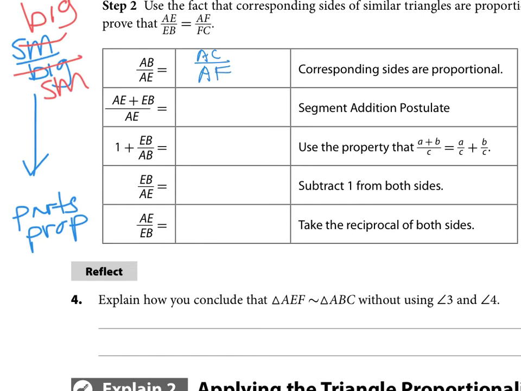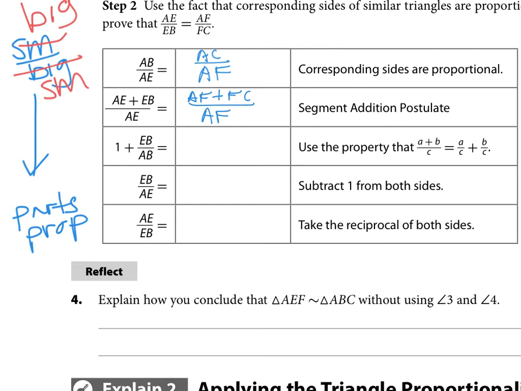The next thing we're going to do is to talk about not only are corresponding sides proportional, but the length AB is actually made up of two smaller pieces, the top piece plus the bottom piece. So that's what we're going to do with AC as well. We're going to split it into its top piece, which is AF, plus its bottom piece, which is FC. And all of that is still over the original denominator AF. So again, that's the segment addition postulate. We're just breaking the whole length of AB and AC into the pieces that make up the whole length.